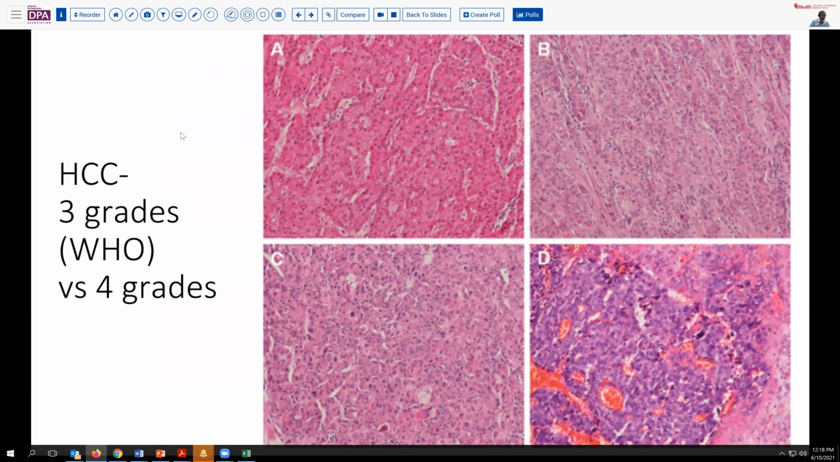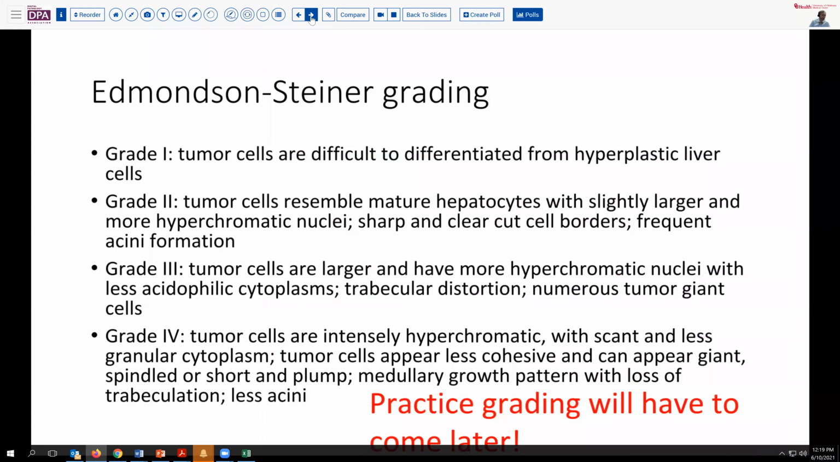Grading is also an important issue with hepatocellular carcinoma. The WHO recognizes 3 grades, whereas some other authors have recommended 4 grades. As in most schemas, the fewer the grades, the more the reproducibility. So we probably tend to go with 3 grades, well, moderately, and poorly, more than with 4 grades. But you can read about that. My goal is not to have you become an expert on grading. That can wait for a later time.